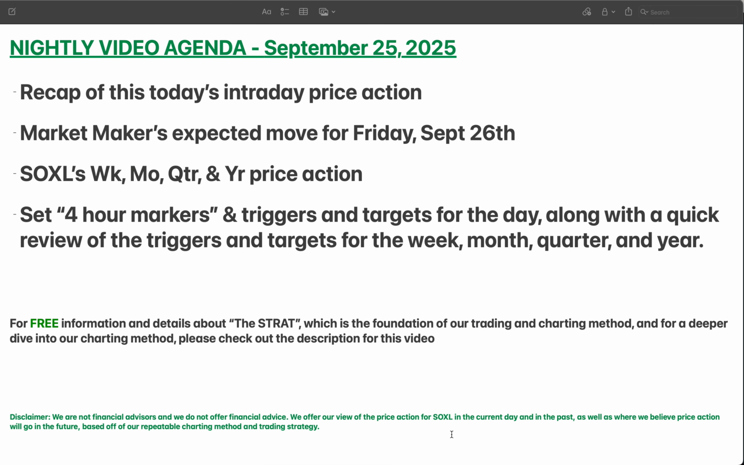So let's take a look at today's agenda. We're going to recap today's intraday price action, look at the market maker's expected move for tomorrow, Friday, September 16th, and we'll zoom out real quick to look at the week, month, quarter, and year perspective of SOXL's price action, and then we'll zoom back in to set our 4-hour markers and the triggers and targets for Friday, as well as to review the triggers and targets for the week, month, quarter, and year.